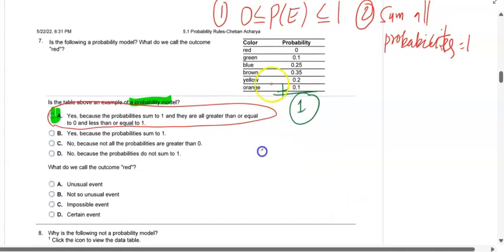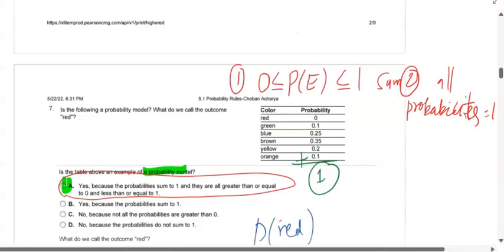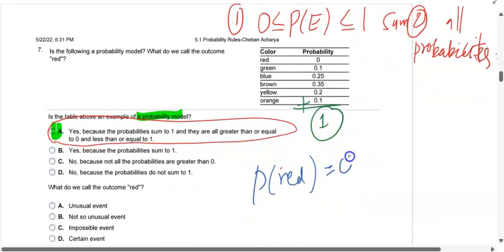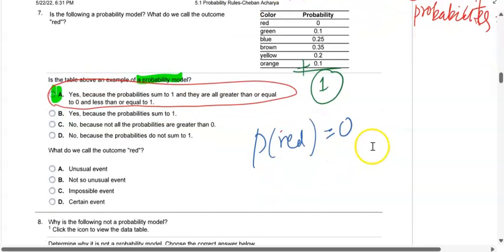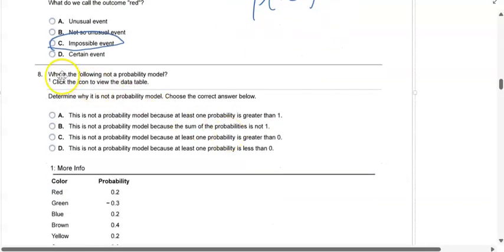And what do you call the outcome red? Since the probability of red here is 0, if the probability is 0, the event is called an impossible event. The impossible event is if the probability is 0. Therefore, the outcome red we call an impossible event. Question number 8. Why is the following not a probability model?